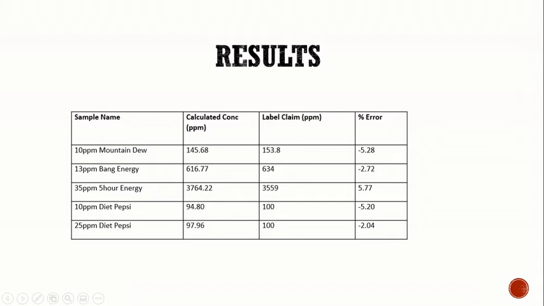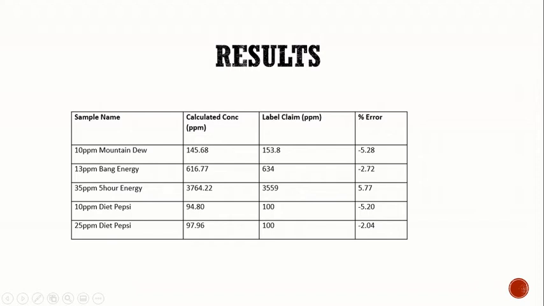For the 35 ppm of 5-hour energy drink, it has a very high caffeine content, which is about 3,764.22, which is our calculated concentration of caffeine in that energy drink. So it's very high in caffeine content against the label claim, which is about 3,559 ppm of caffeine, and the percentage error is quite significant, which is 5.77.